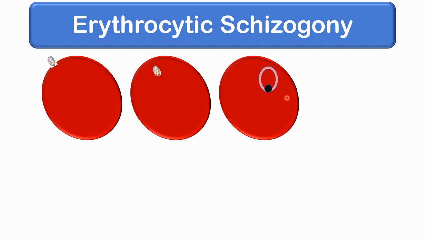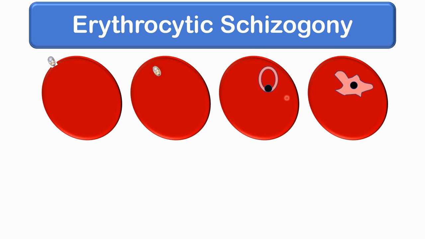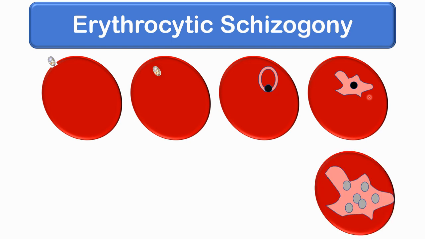As the ring form develops, it enlarges in size, becoming irregular in shape and showing amoeboid motility. This is called the amoeboid form or late trophozoite form. When the amoeboid form reaches a certain stage of development, its nucleus starts dividing by mitosis, followed by a division of cytoplasm to produce mature schizonts or meronts.